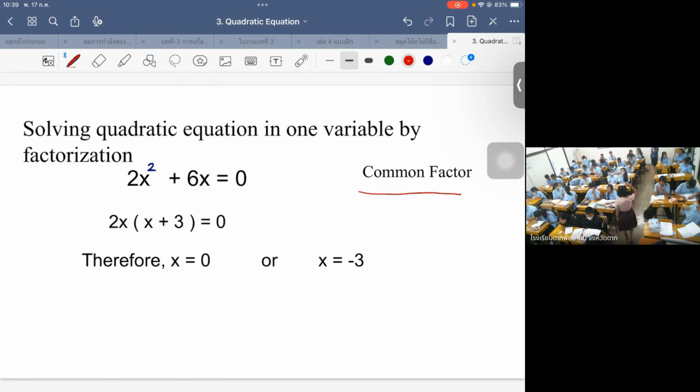So here guys, by doing, I get the common factor, we will get the factor of this one. So common factor is 2x. Because if you multiply, it will become 2x squared plus 6x. So we have 2x, if you double check your answer, 2x squared plus 2 times 3 is 6x is equal to 0.